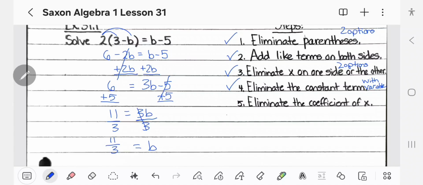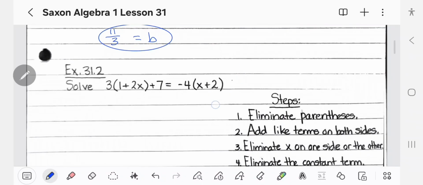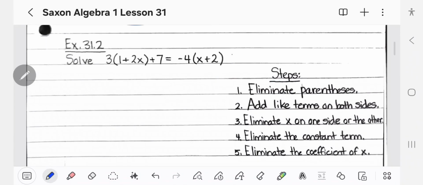Now, since 3 is not a factor of 11, we're just going to leave it as a fraction. It's already simplified, and it's okay to leave it as an improper fraction. And that would be your answer. To check it, you could substitute 11/3 in for b in the original equation, and you'll see that it works. Example 31.2.